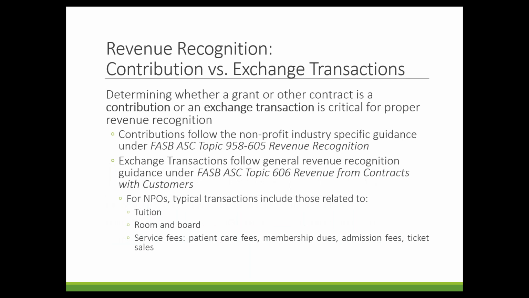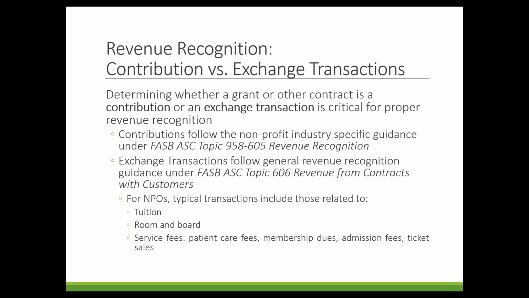First, we're going to go through the difference between contributions and exchange transactions. It's imperative to properly classify all revenue streams to ensure the right revenue recognition standards are followed. Determination between contributions and exchange transactions is the first step in this process.